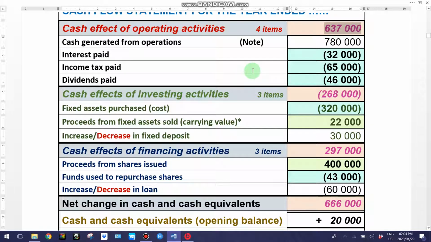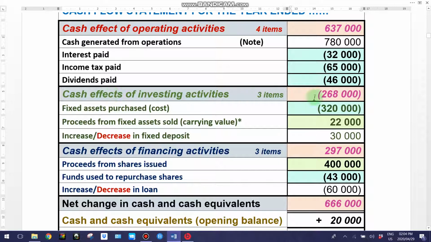Now remember that it could be in brackets, representing a net outflow, or in this case here it's a net inflow, 637,000 net inflow, that's your cash effects of operating activities. So you have to put this answer on the top here. You must do that part there. It would be this amount minus, minus, minus, and you get that there. You'll find this is the net figure, and you do that for each section.